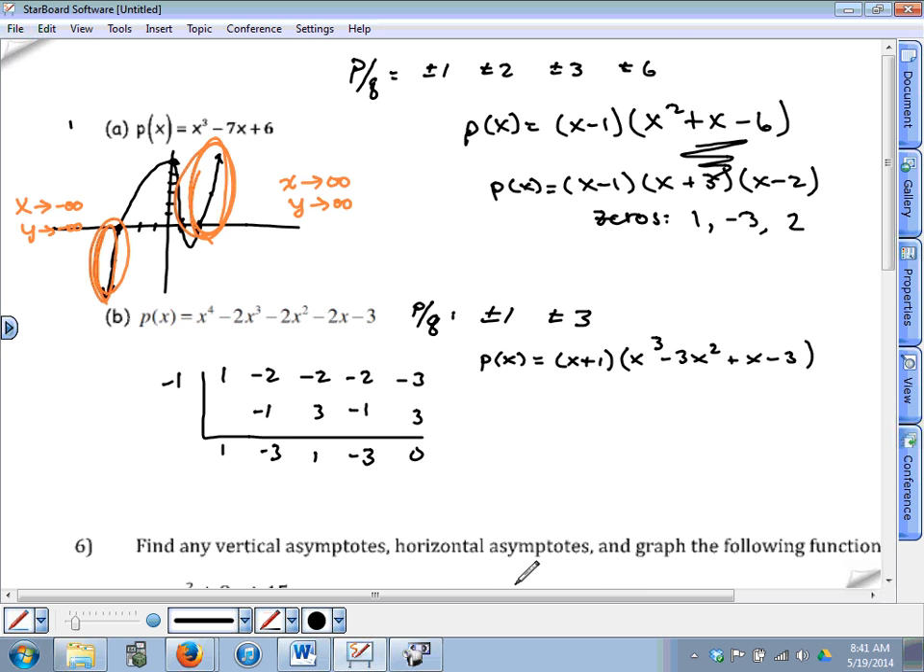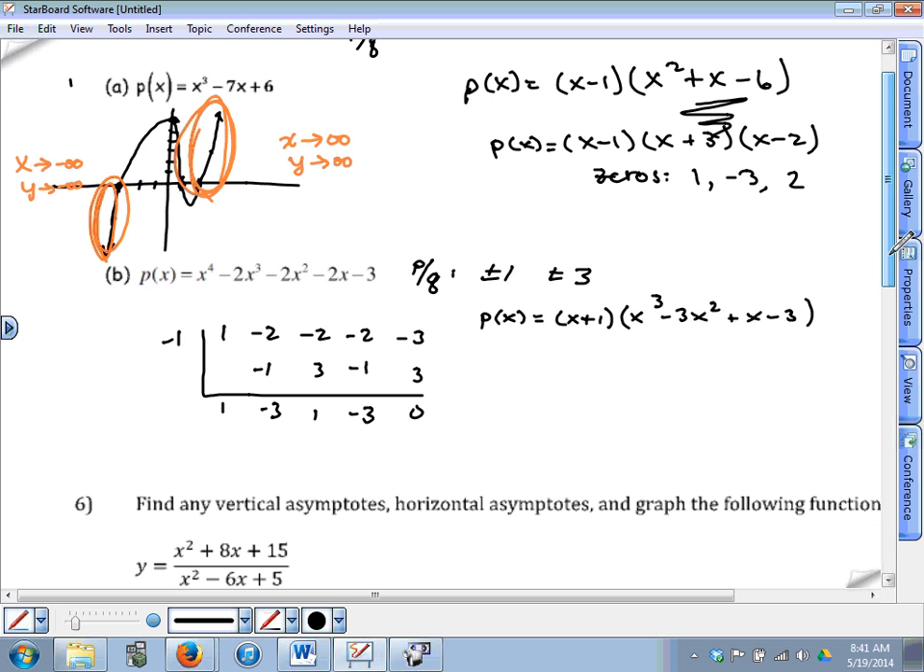Anybody else find another one that works? Positive 3? Okay, so I'm going to use positive 3, but I'm going to test it on this reduced polynomial here.